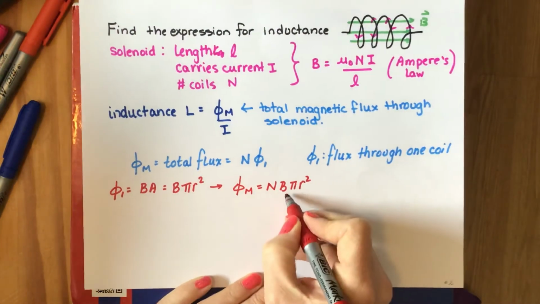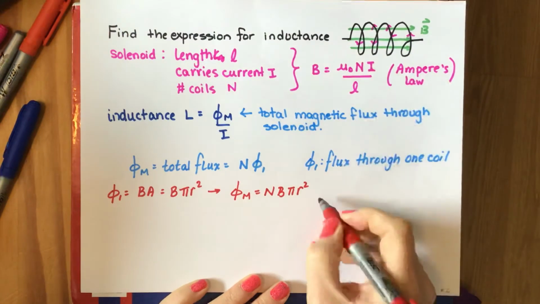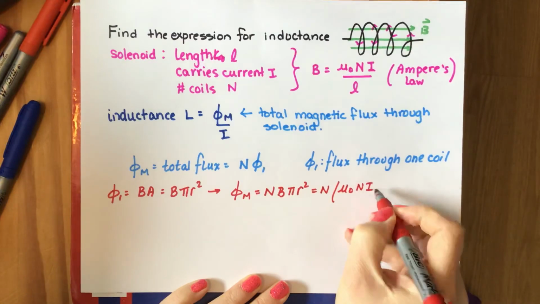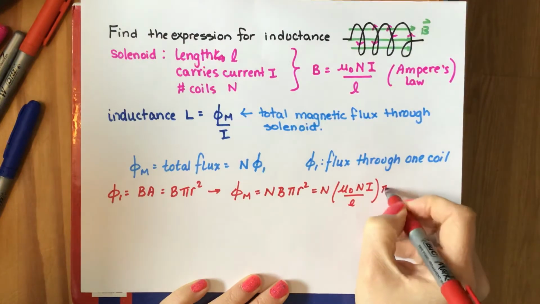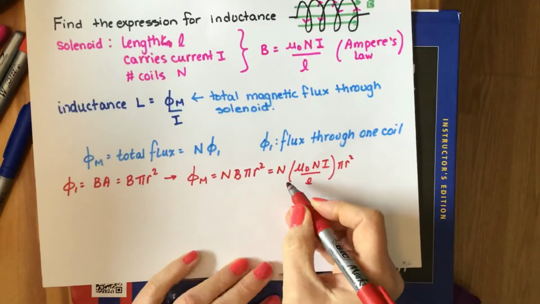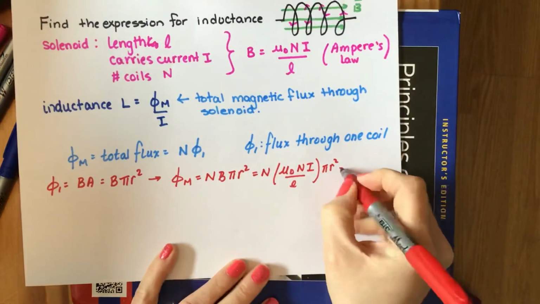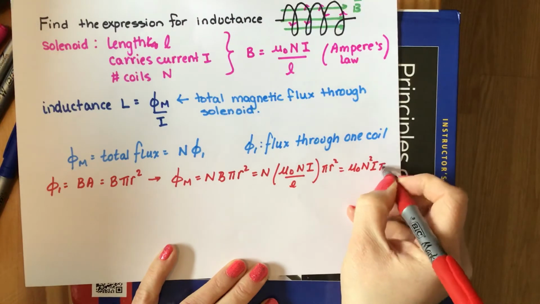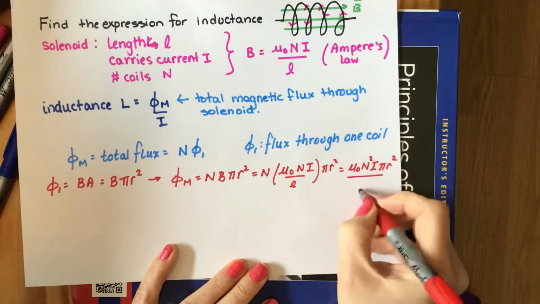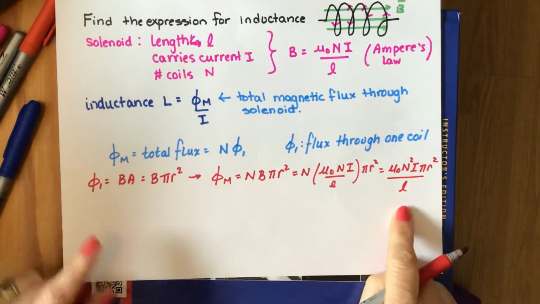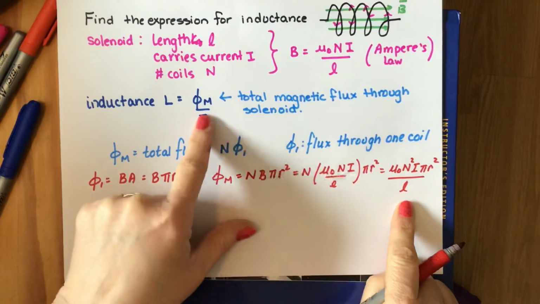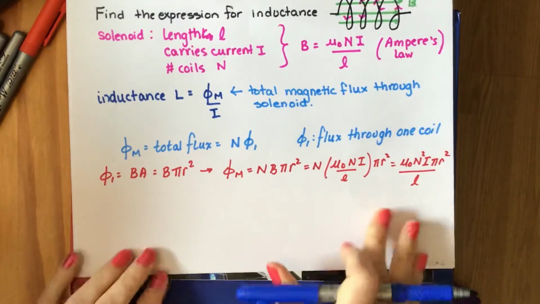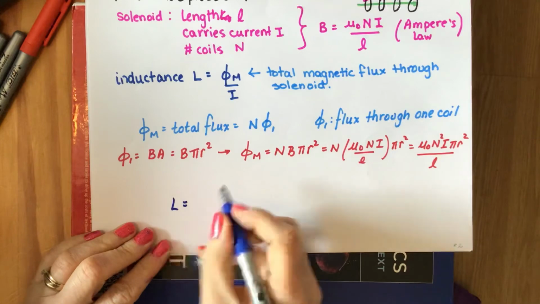Well, B is the magnetic field in the solenoid. We know what that is. So then we can write this down. We can simplify just a tiny bit. We've got mu naught times N squared times I times pi R squared over the length l. So there's our net magnetic flux through the coil. We can put this in our expression for inductance, and it gives us an expression for the inductance.